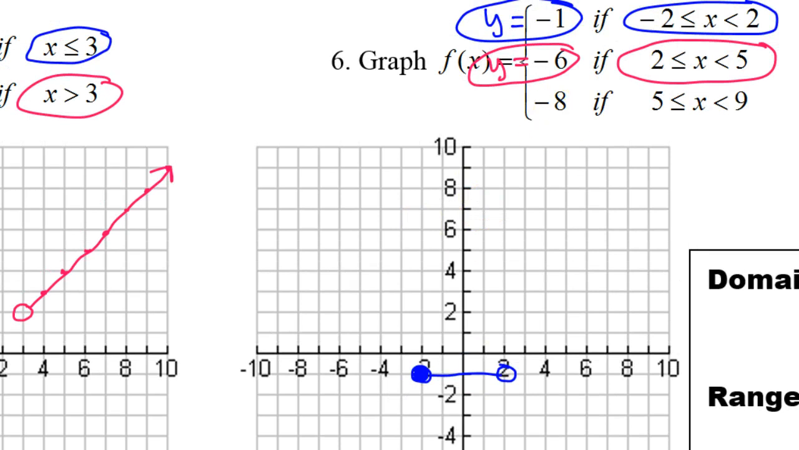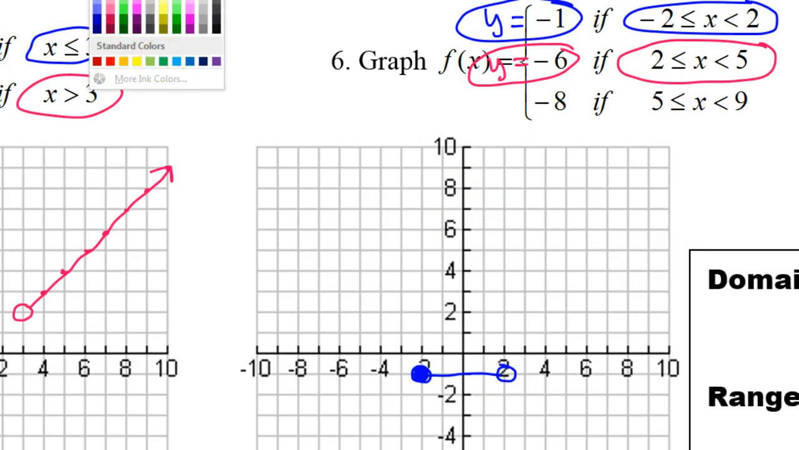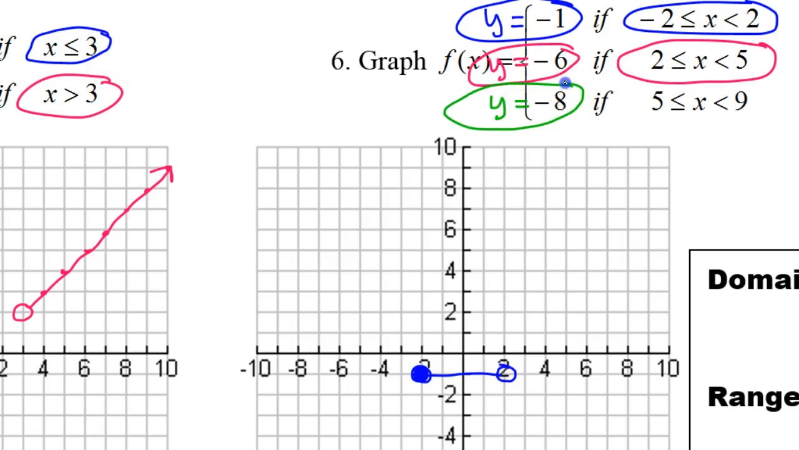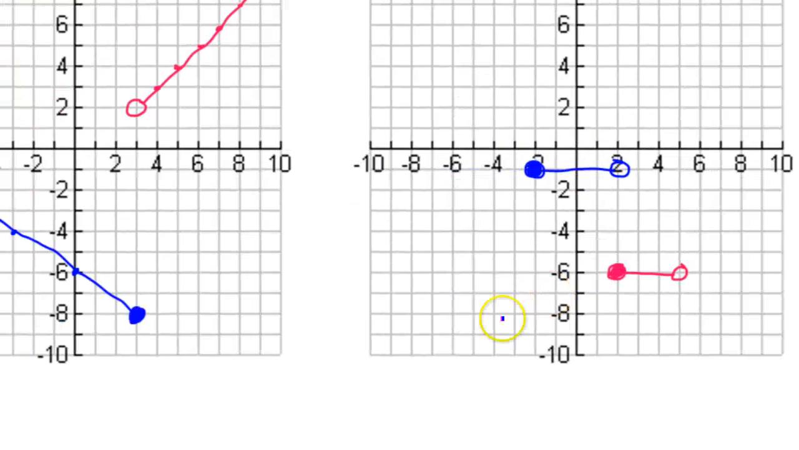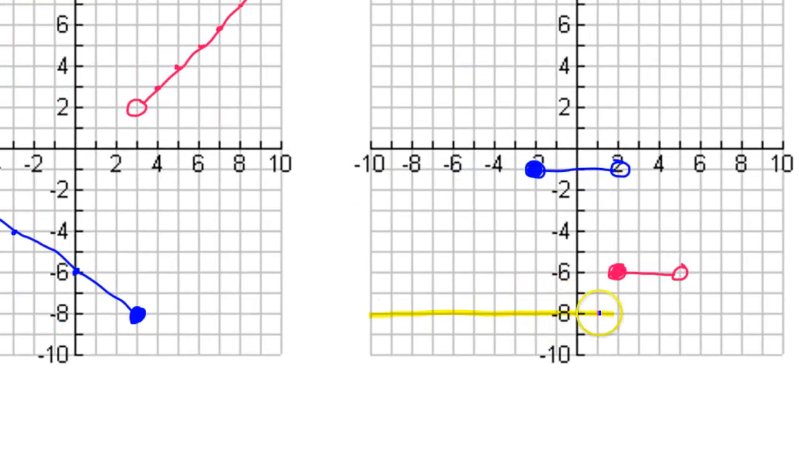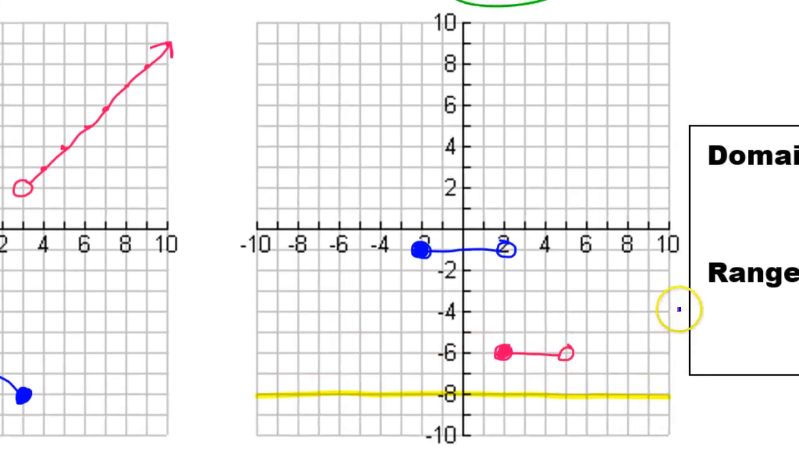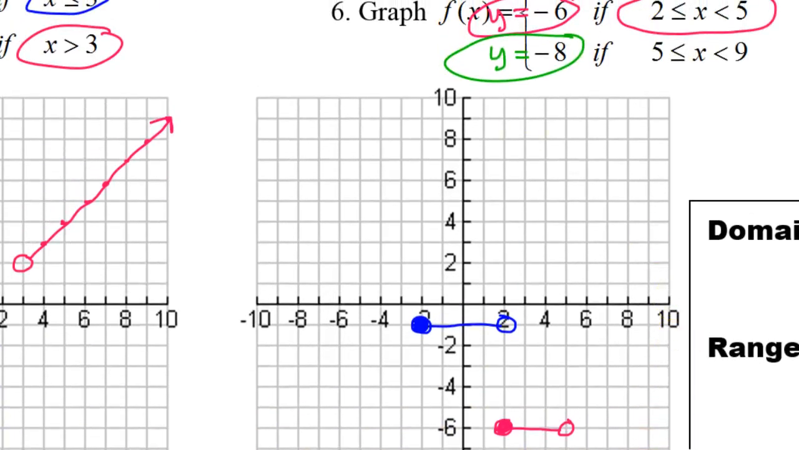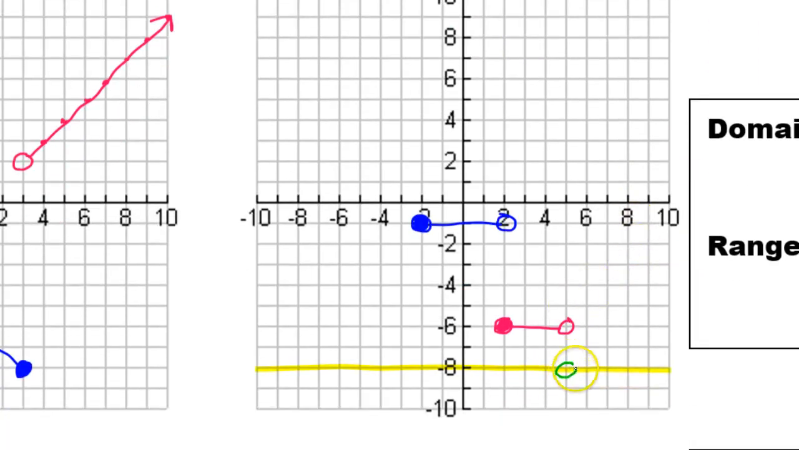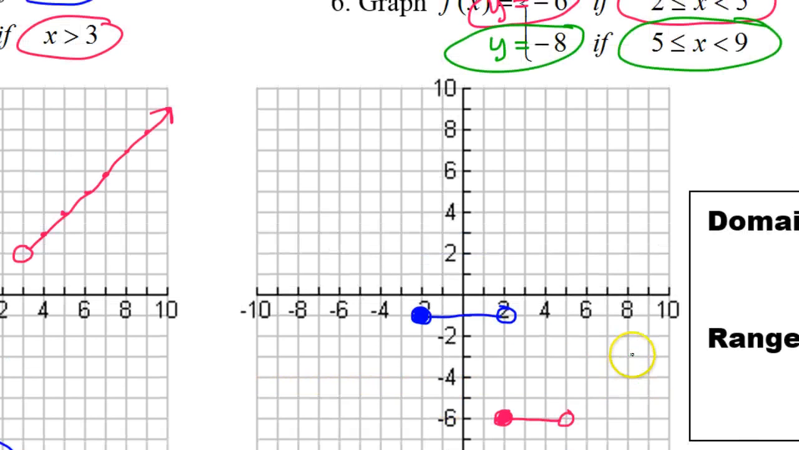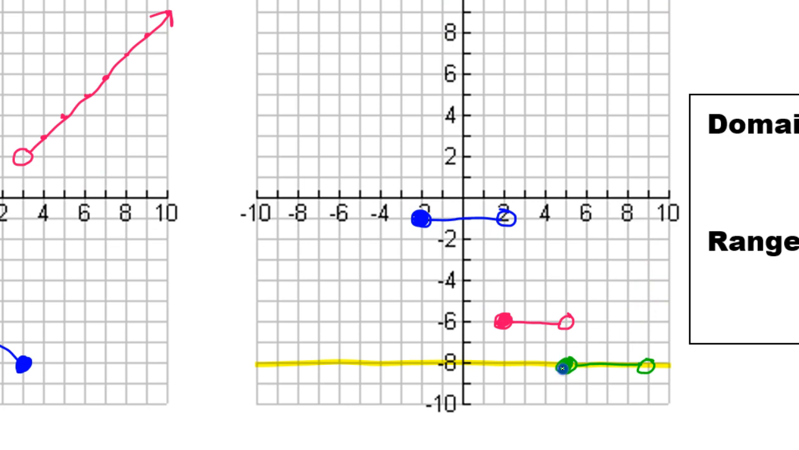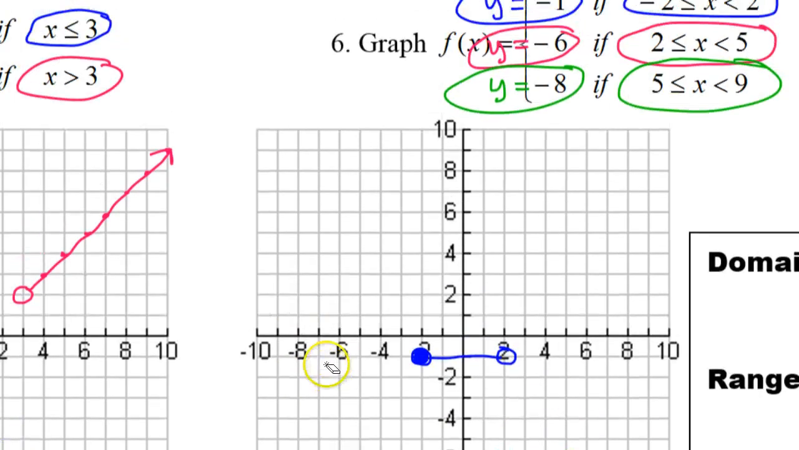And finally we have the -8. So I'm thinking y equals -8, and again that is a horizontal line at -8, like this. So we are not going to draw the entire thing. We're going to draw the part that's between 5 and 9. So here's the point that's at 5, and here's the point that's at 9, and here's between. And again, the left side should be a closed circle because of the or equal to. So that's it. This is what the graph should look like for this type of problem.